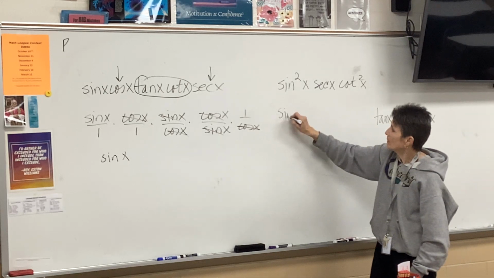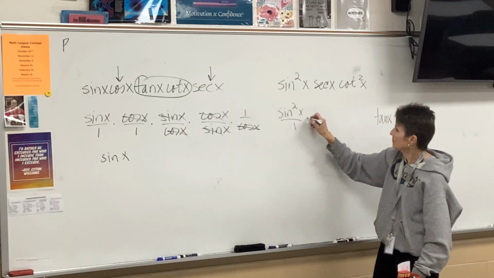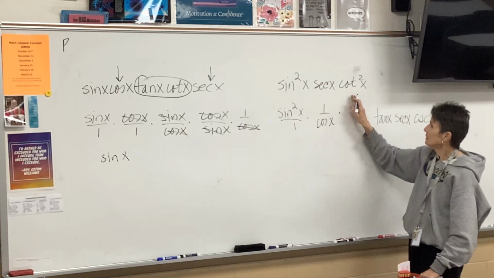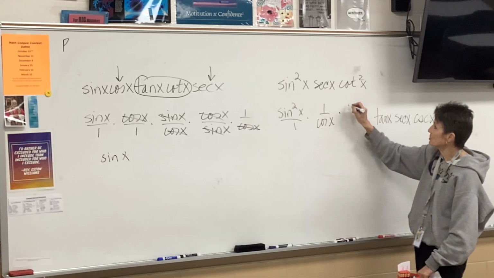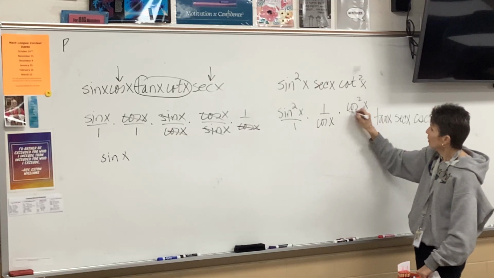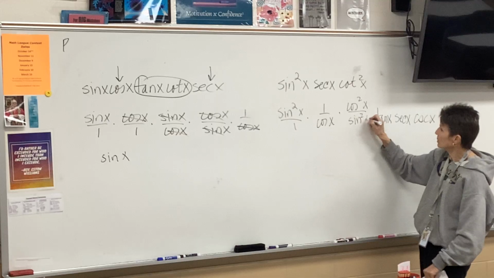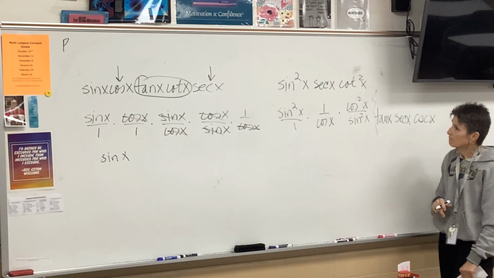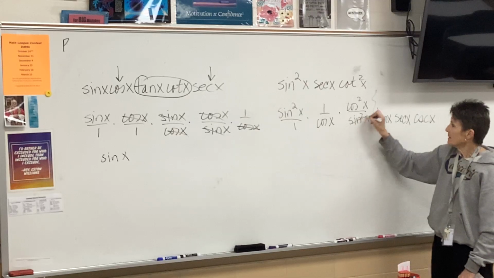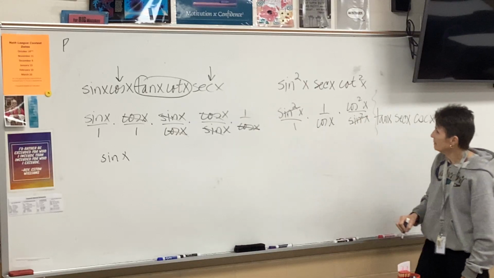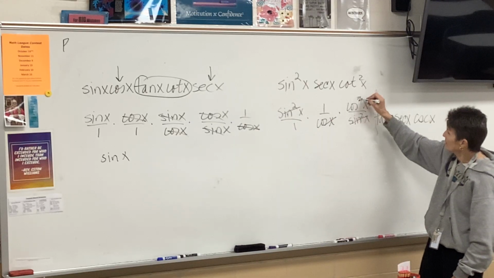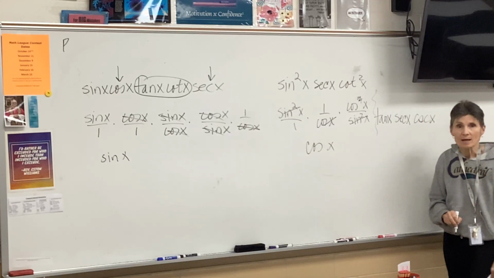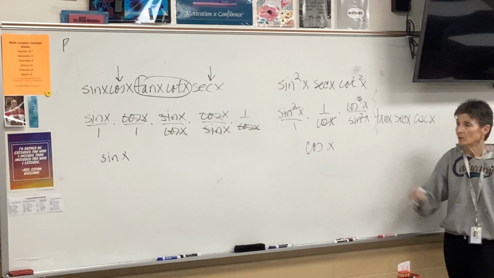So sine squared over 1. 1 over cosine. Now cotangent, that is cosine over sine. And they're squared, of course, because that's squared. So my sine squared are going to be gone. Cosine is going to go into this cosine, and I'm going to be left with one cosine left when I cancel.